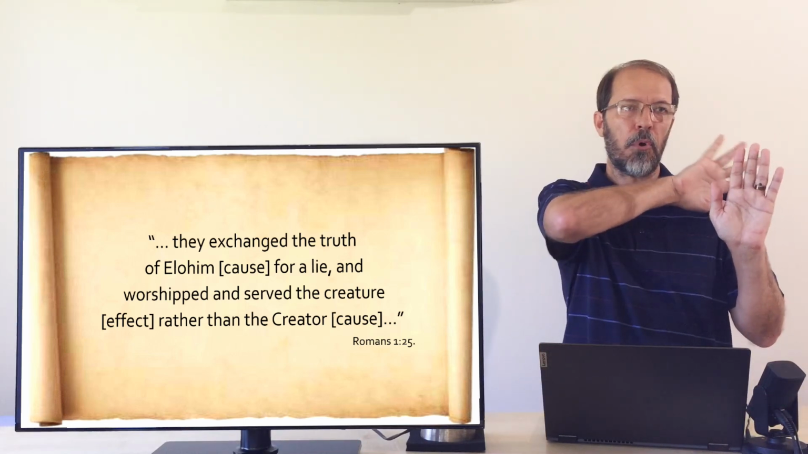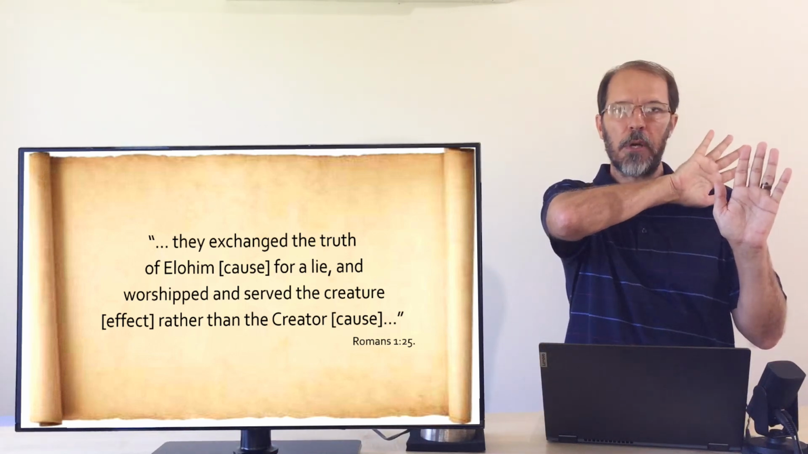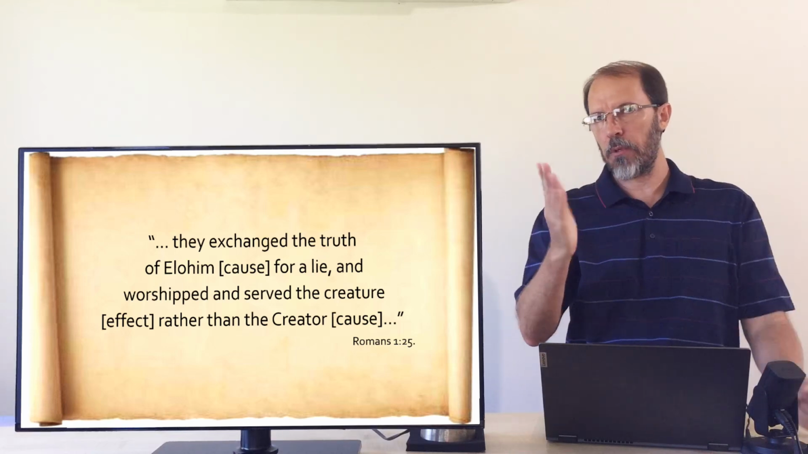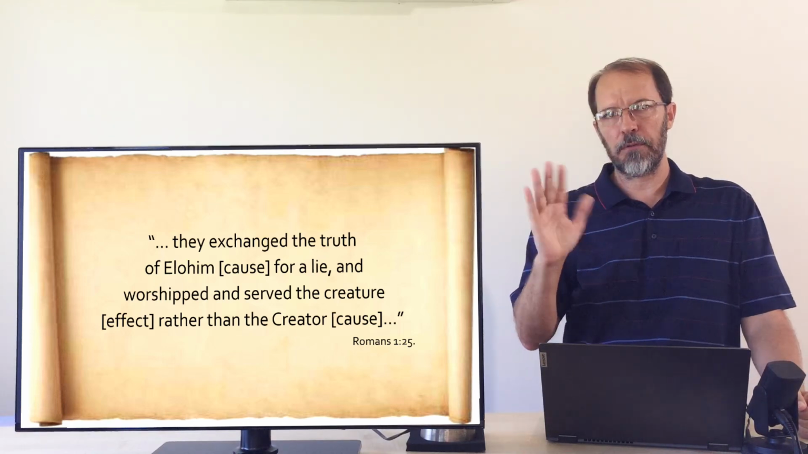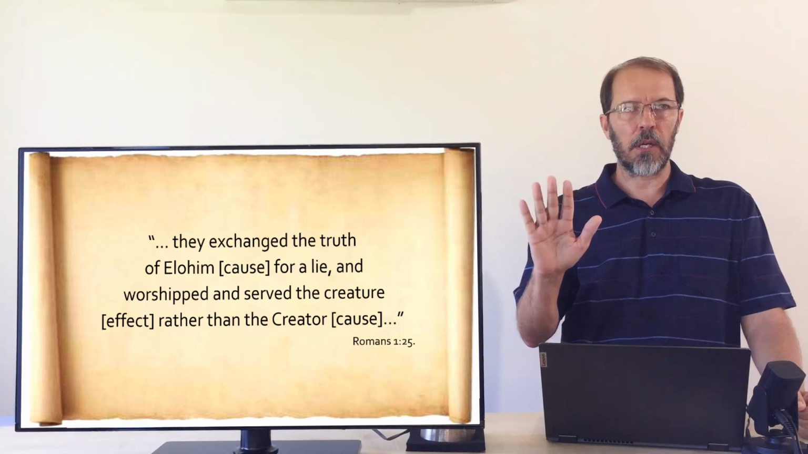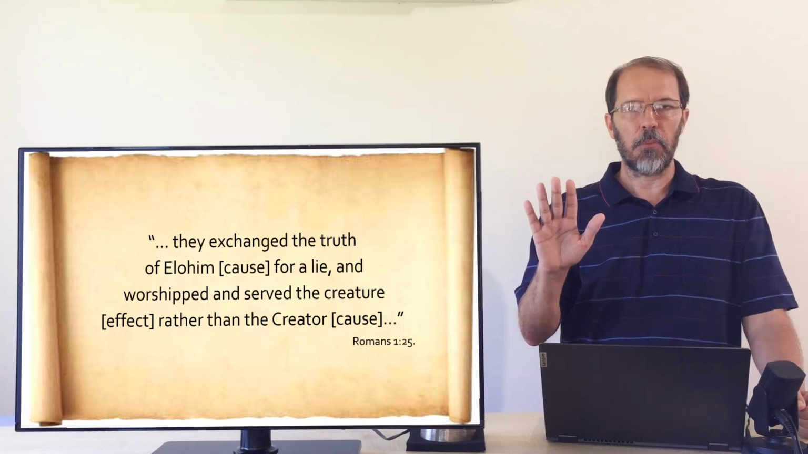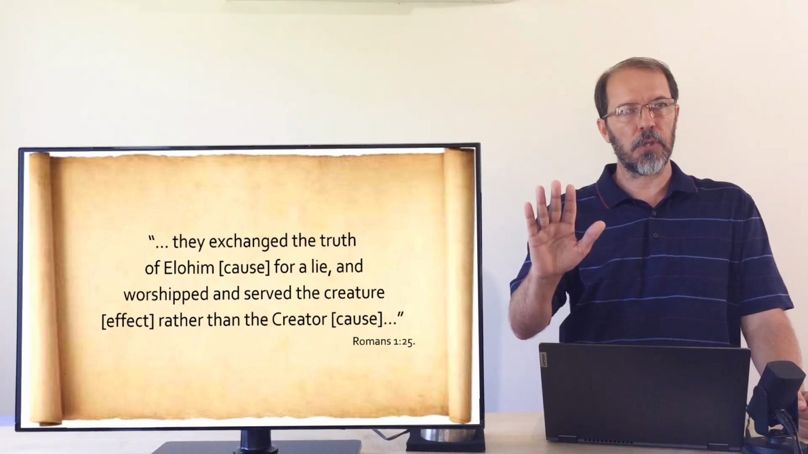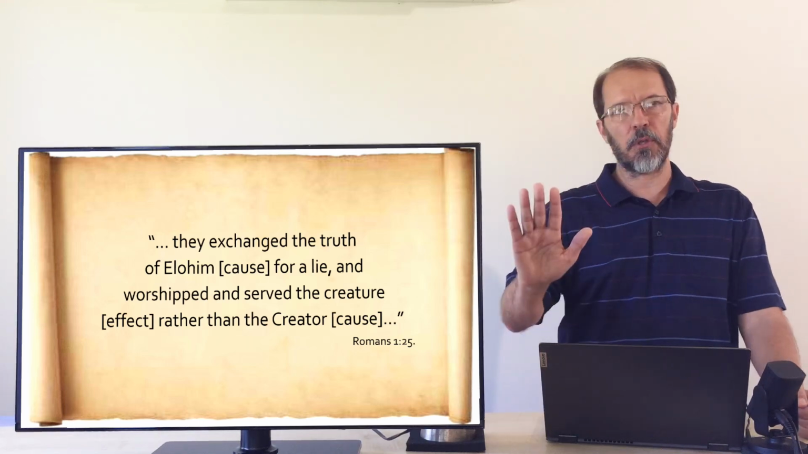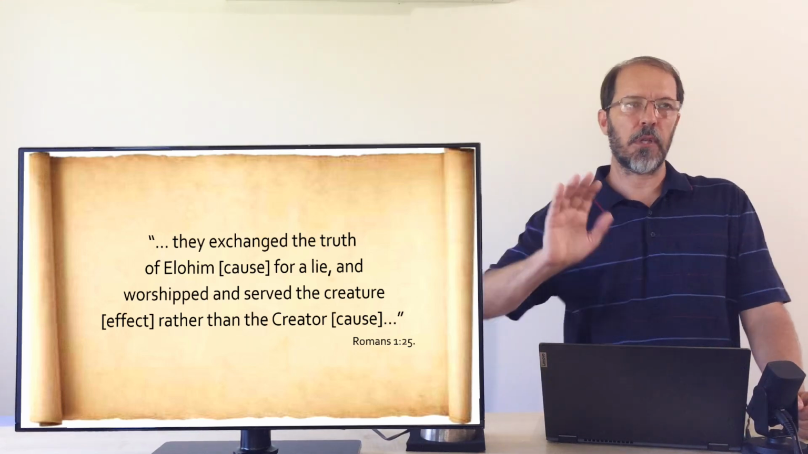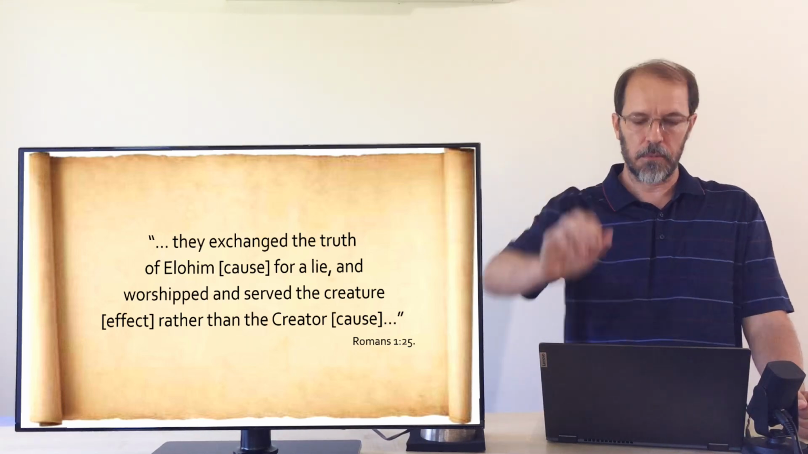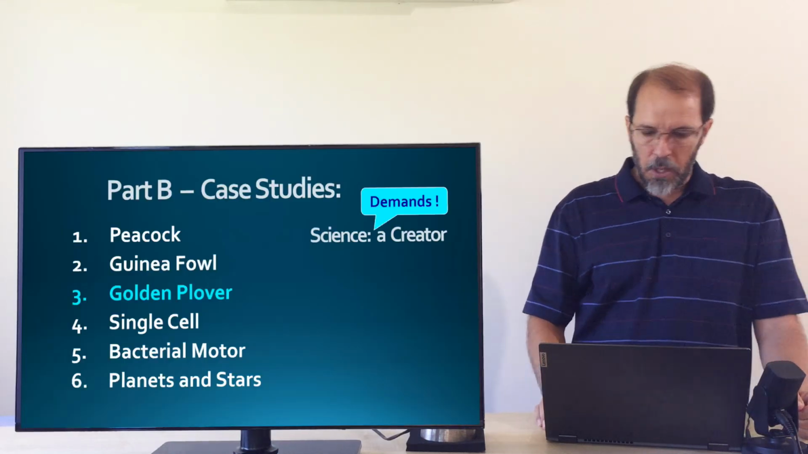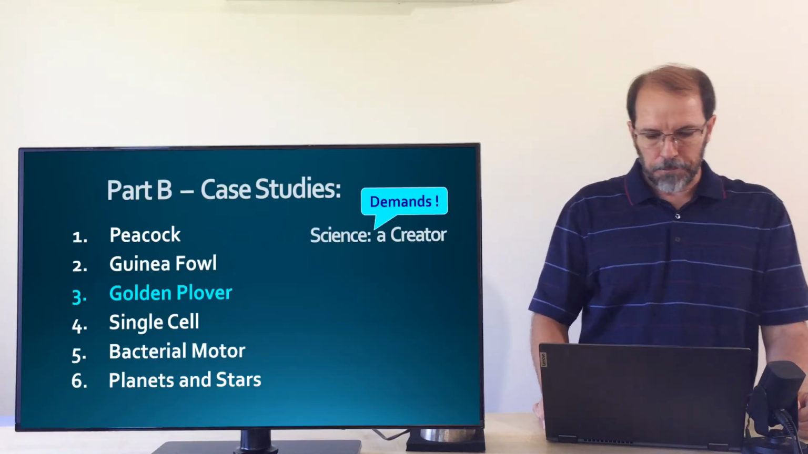Where did the prototype come from? What is the cause behind the prototype? They're so impressed with the fake copy. And with fake, I don't mean that they're not true. I mean they're not the prototypes. They're the substitutes. The evolutionists use them as substitutes to push the lie, to sell the fake. Okay? Now, let's move over to the golden plover.